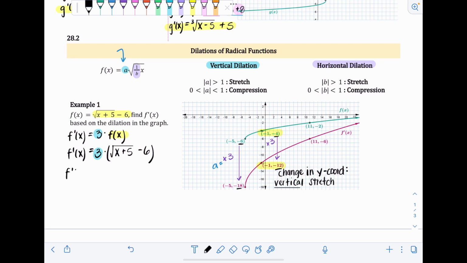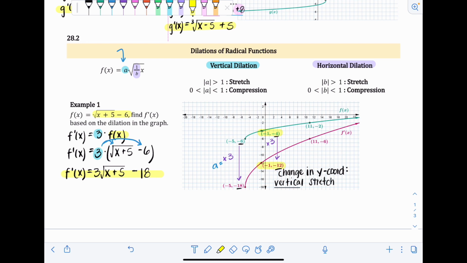So f prime of x is equal to 3 times the radical. I can't multiply the 3 inside the radical, so it just becomes 3 times the square root of x plus 5. And then 3 times the negative 6. That's why it's important to use parentheses, because it's easy to forget that. So 3 times negative 6 is negative 18. And now it's as simplified as we can get. So f prime of x is equal to 3 times the square root of x plus 5 minus 18.